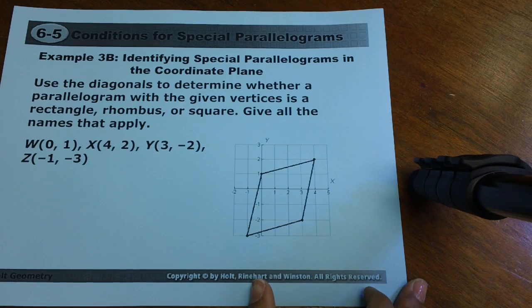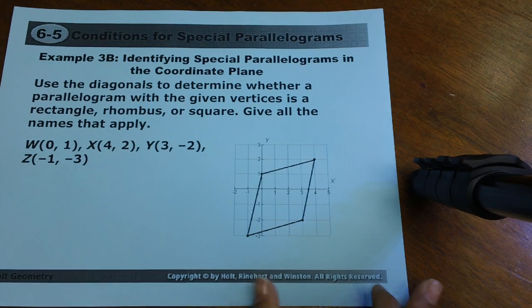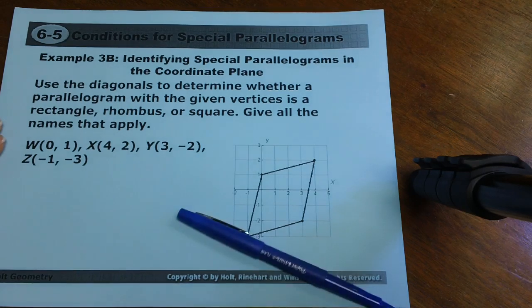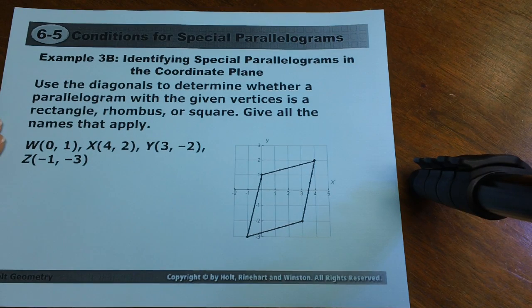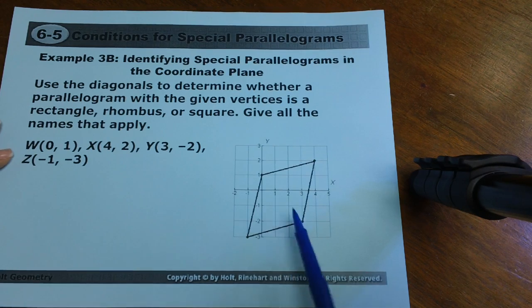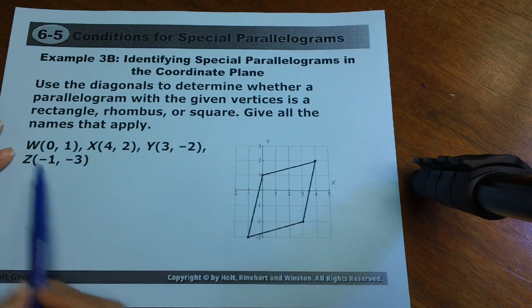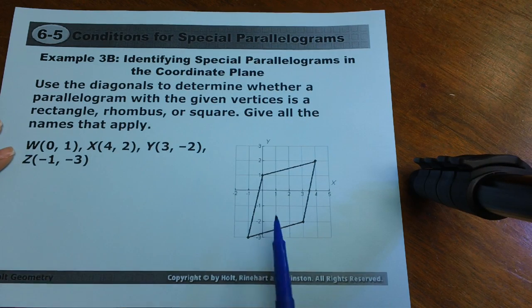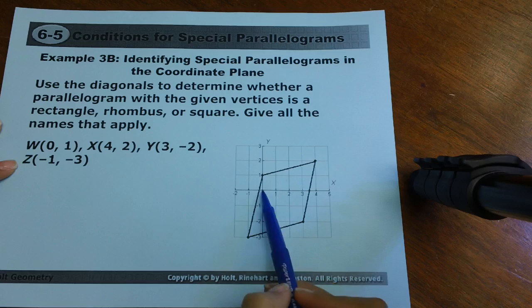Alright, last one. We need to use the diagonals to determine whether a parallelogram with the given vertices is a rectangle, rhombus, or square again, and give all the names that apply. So again, it's been graphed for you. I have W, X, Y, and Z that I'm going to label now.